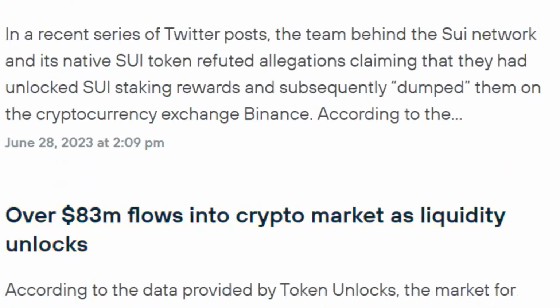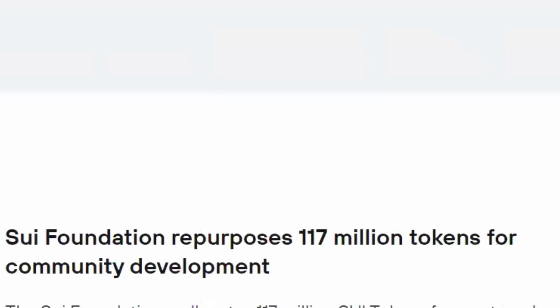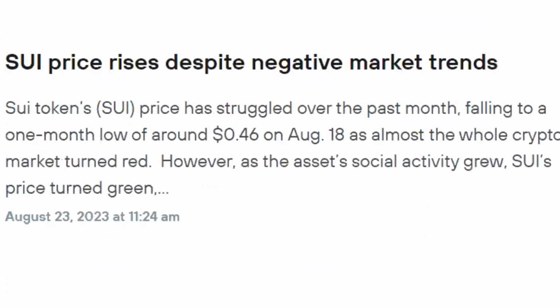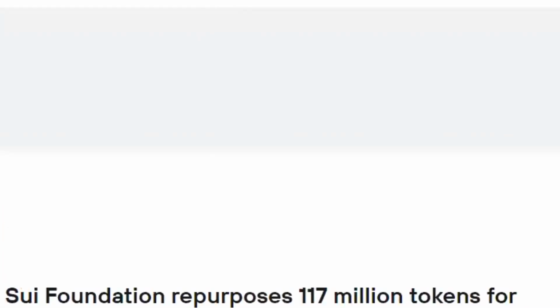Binance is partnering with Sui. So it's getting a lot of new business and new companies using Sui to build on them. So they're definitely going to go ahead and give Ethereum some competition.